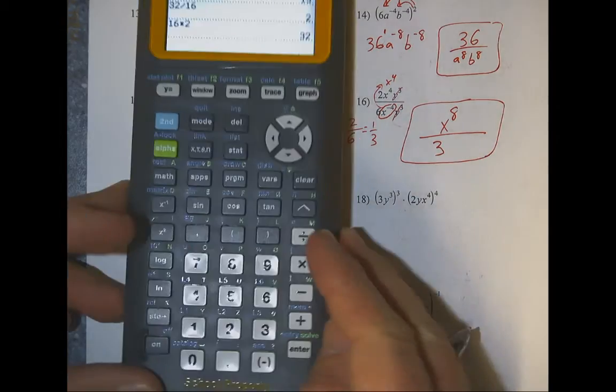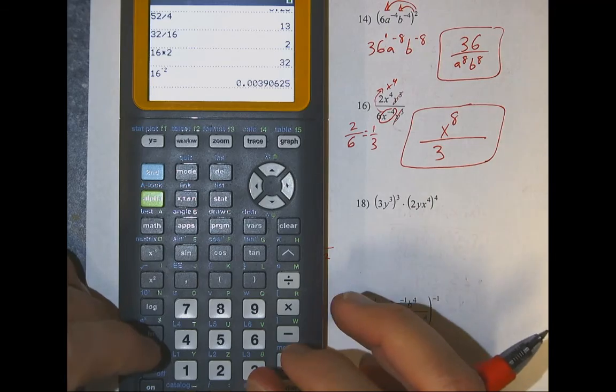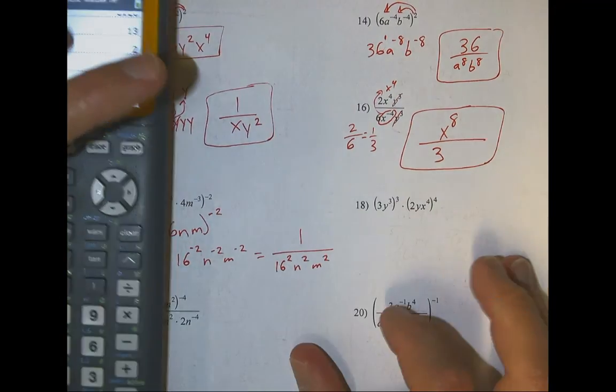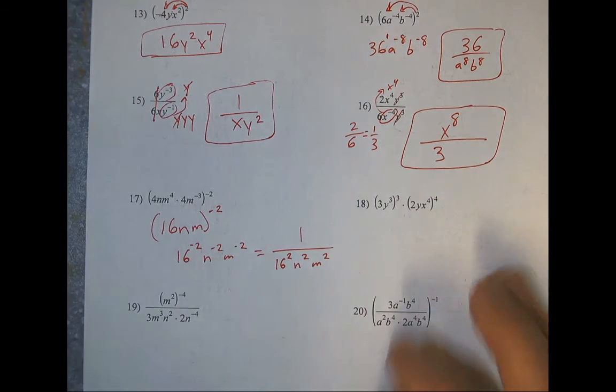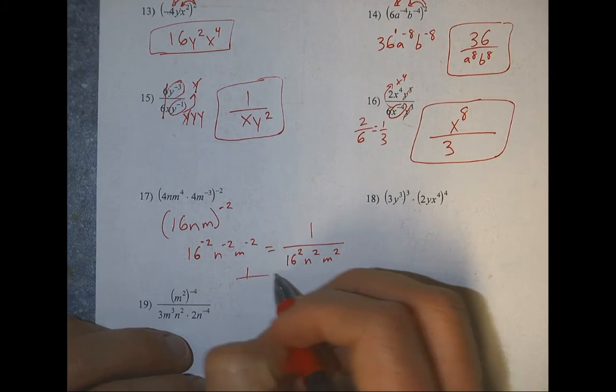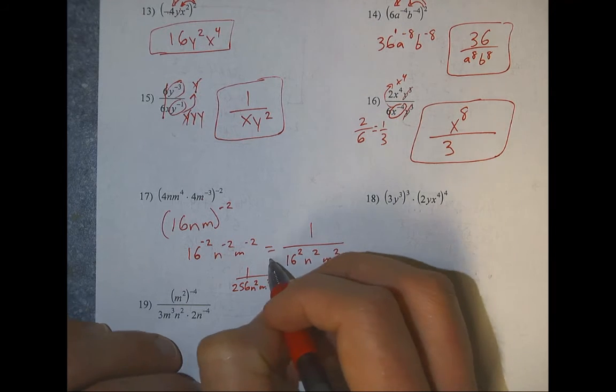If you had tried that in your calculator, which you probably did, 16 raised to the negative 2, you would have got a nasty decimal, and that might have confused you. So what you do is you move it to the bottom. It becomes positive, and then 16 squared is a nice number like 256. So our final answer is going to be 1 over 256 n squared m squared.